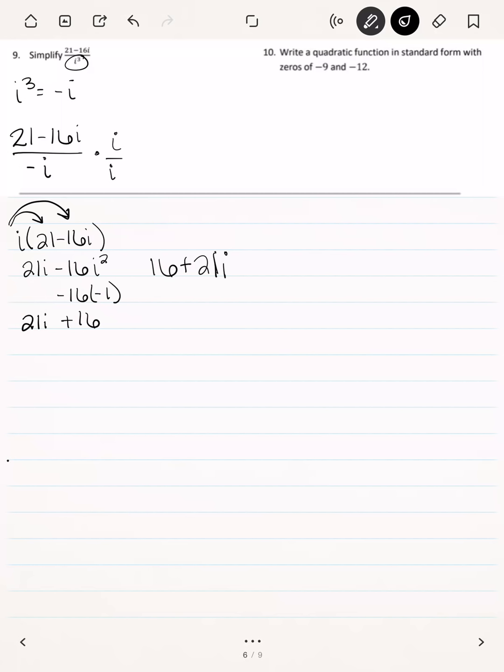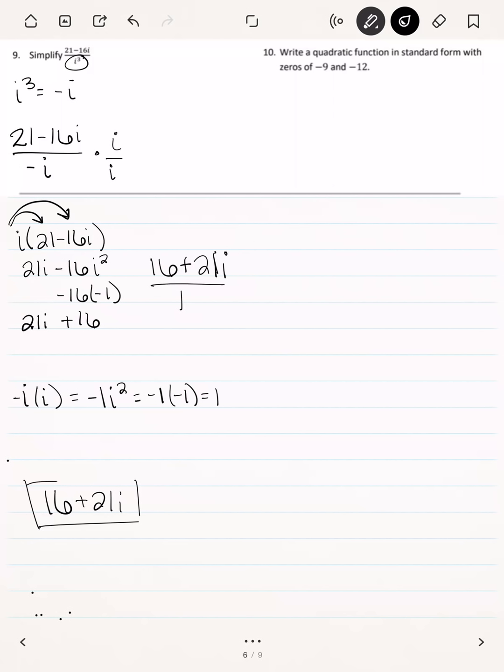Now my denominator was negative i times i, which gives me a negative, and let's just think there's a 1 there. It gives me a negative 1i squared. Remember, i squared equals negative 1, so I get negative 1 times negative 1, which is a positive 1. So I get all of that over 1, and when I simplify it, I don't need that 1 in the denominator. So I get 16 plus 21i.